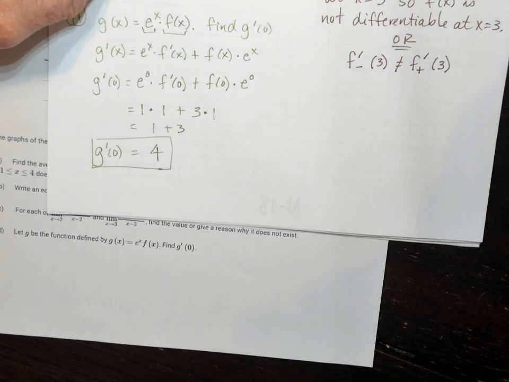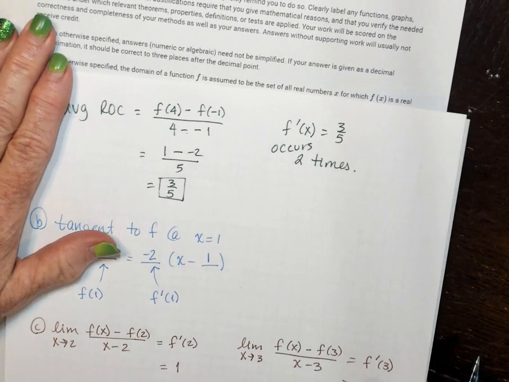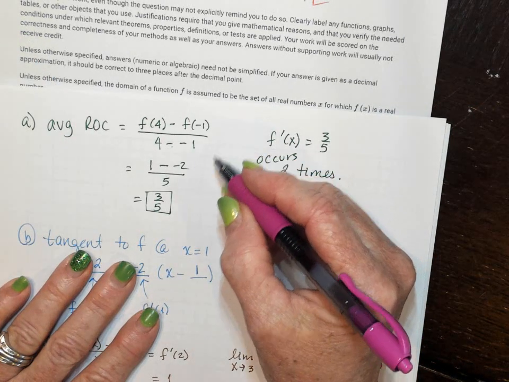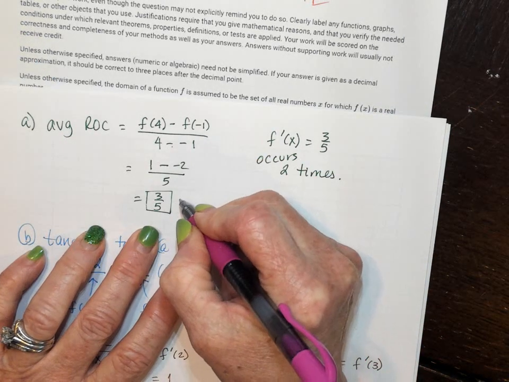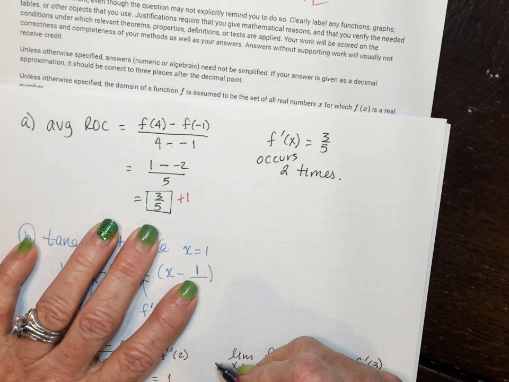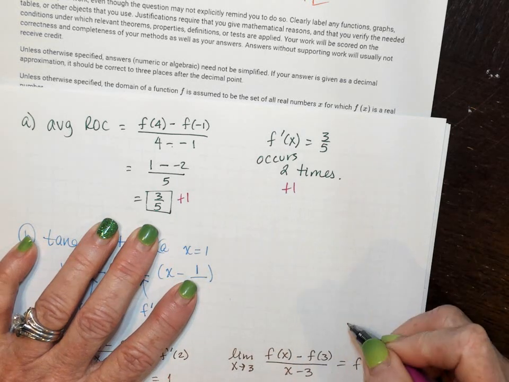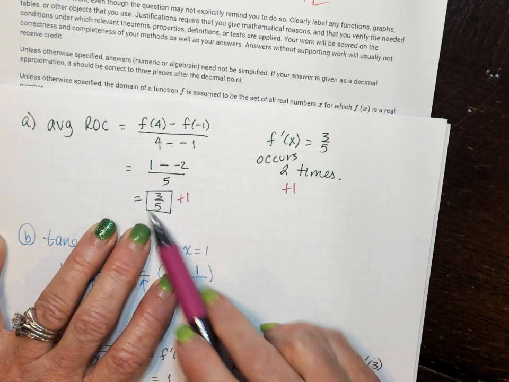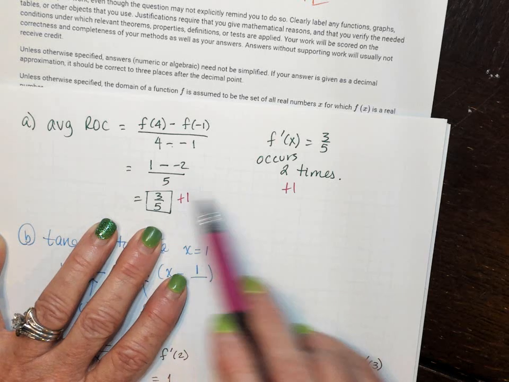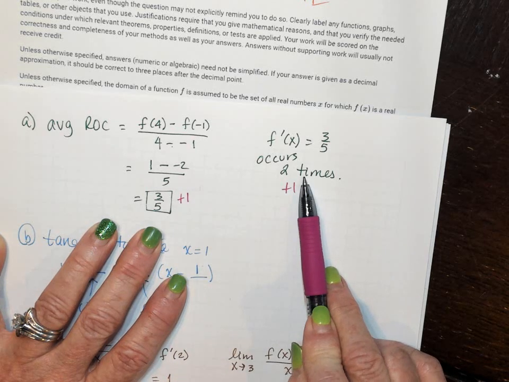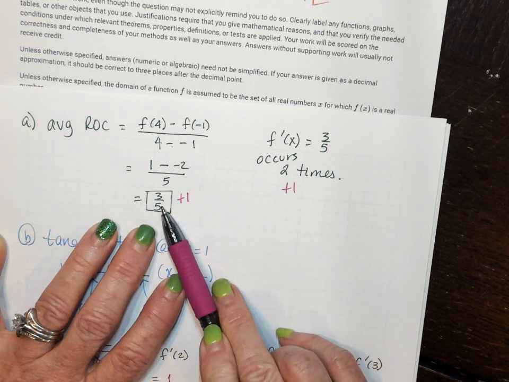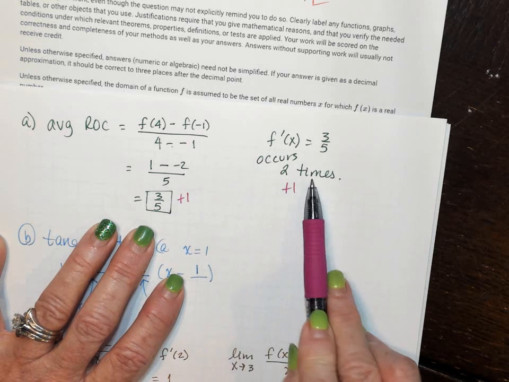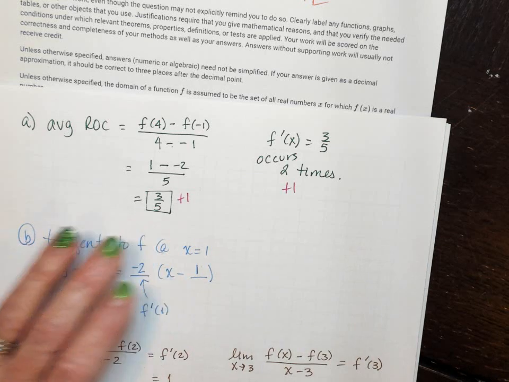Okay? All right, now let's take a look at scoring here. On A, you get an answer for the 3/5. You get a point for this 3/5, so plus 1 here, and plus 1 for saying that it occurs two times. Now, had you come up with a different answer here for this 3/5, but it matched what this answer came up with, you would not get this point, but you would get that one. Again, they don't follow through with double jeopardy.